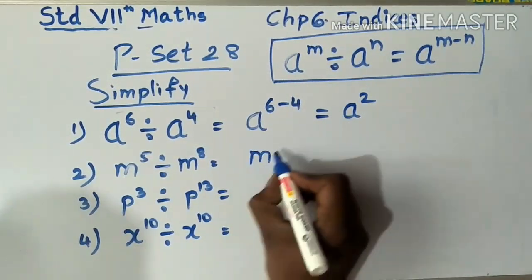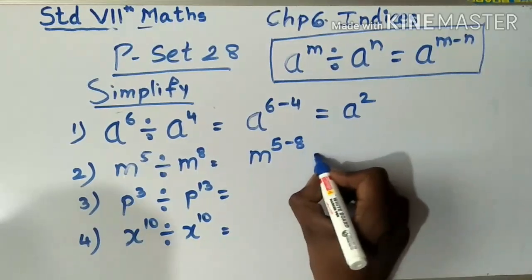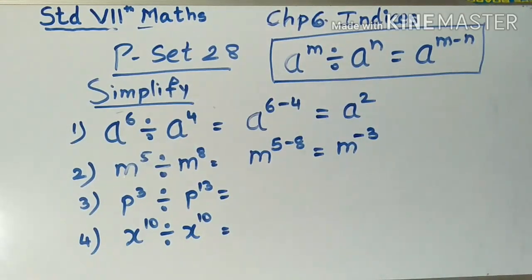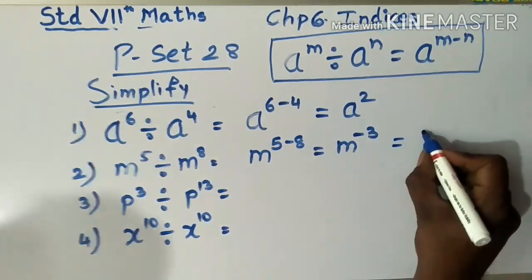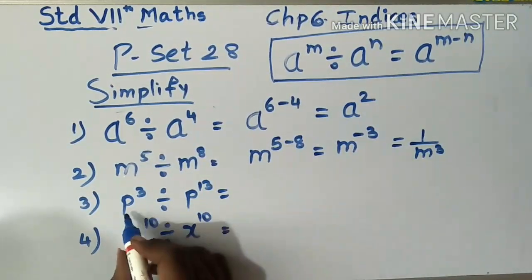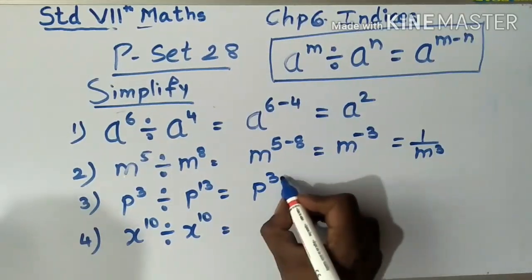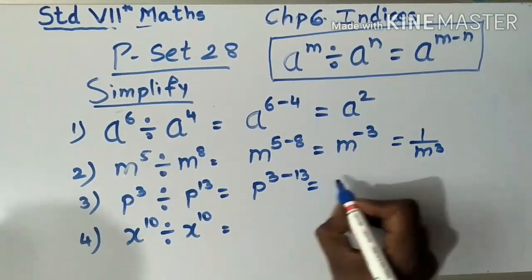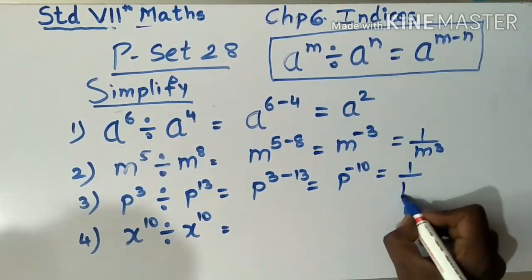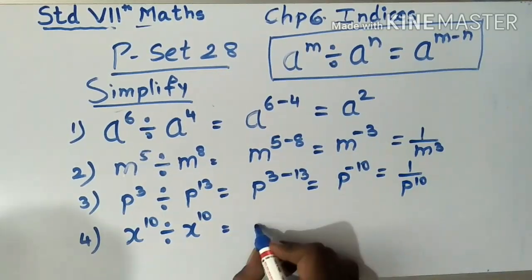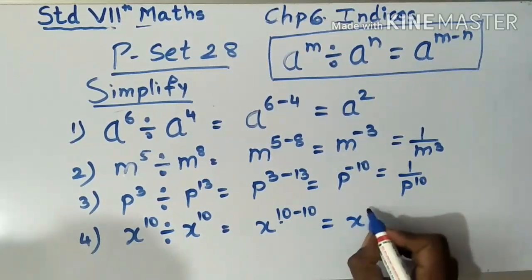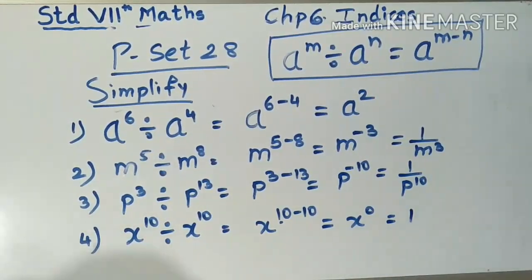Here m raised to 5 minus 8, that is equal to m raised to minus 3. 5 minus 8 is minus 3. This you can also write as 1 upon m raised to 3. P raised to 3 minus 13, which is p raised to minus 10. This you can also write as 1 upon p raised to 10. X raised to 10 minus 10, that is 10 minus 10 is 0, that is equal to 1.